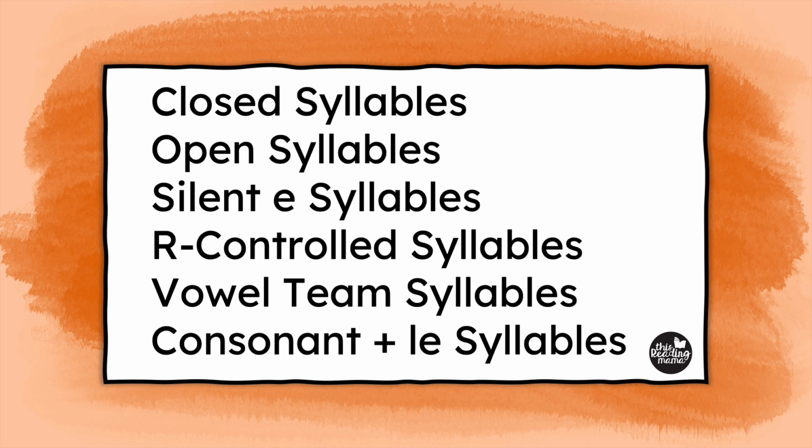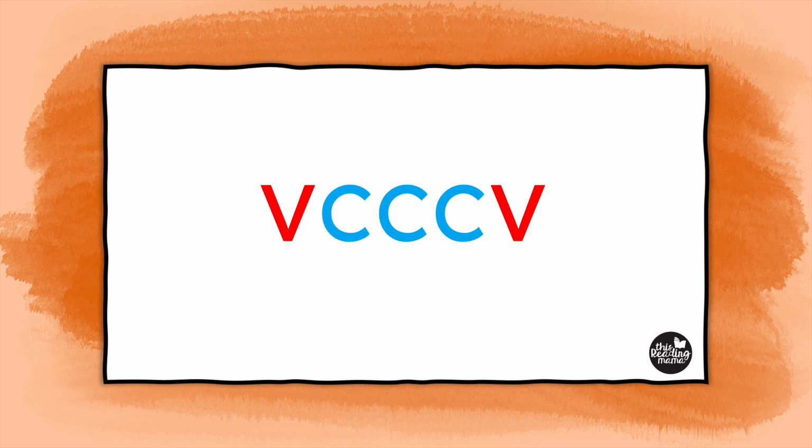Today I want to talk about a harder pattern that can be found in nearly all syllable types, and that is the VCCCV pattern. Now, sooner or later, our learners will encounter these words, and they not only have 1 or 2 consonants between the vowels, but 3 consonants. What are they to do now?